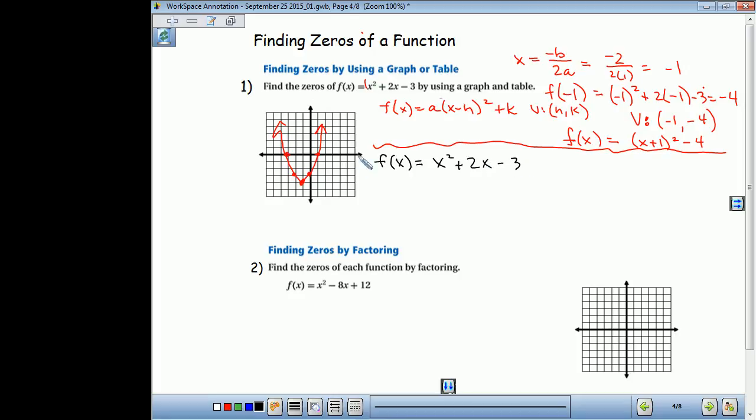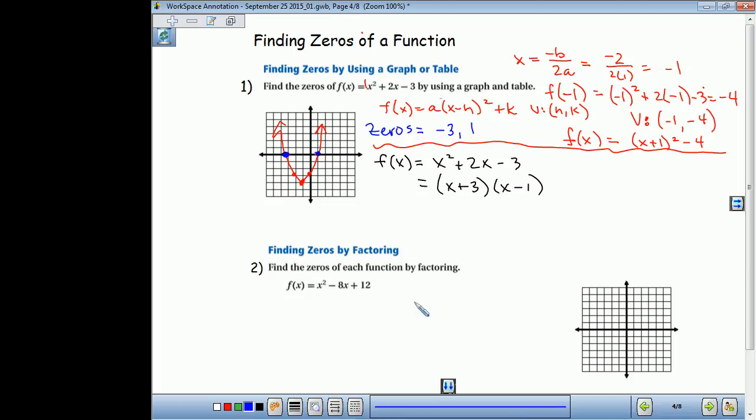So, if I ignore the f of x and the equals, this is a trinomial. Will this trinomial factor? Yes. Okay, so this factors to x plus 3, x minus 1. Now, we can see from the graph that the zeros of the function are, which is what I should have ended up answering to start with, the zeros of this function, we can tell from the graph we just made, are negative 3 and 1.